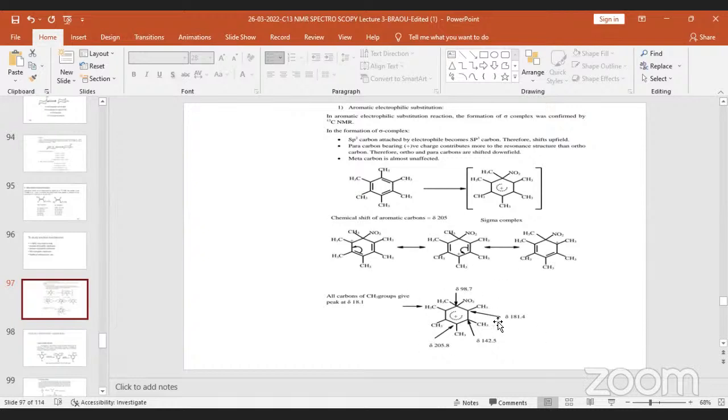And observe the other carbons: the ortho 181.4, 29, para downfield 201, 205, and even meta is more than benzene. So the formation of the sigma complex is proved by C13 NMR in the aromatic electrophilic substitution reaction.